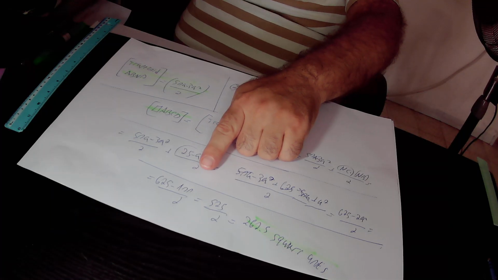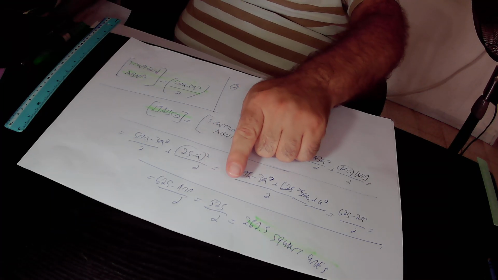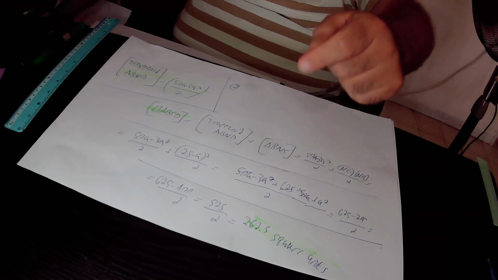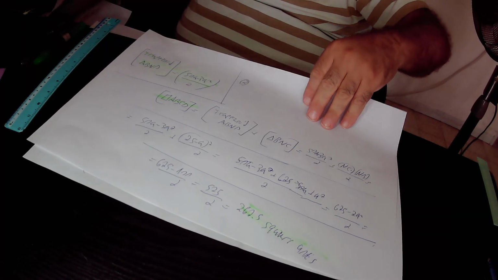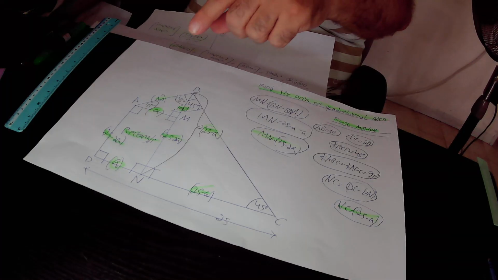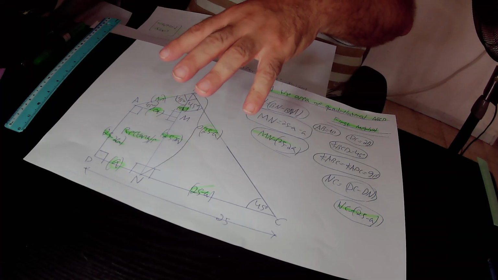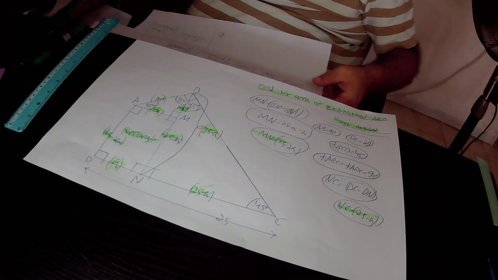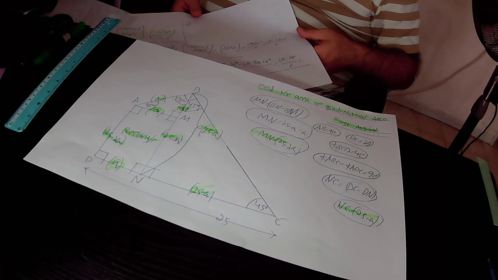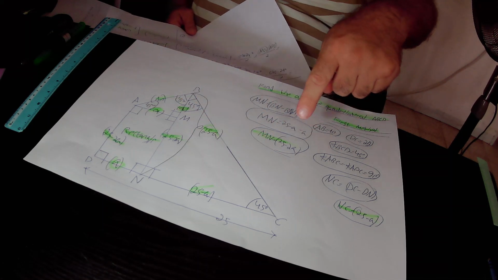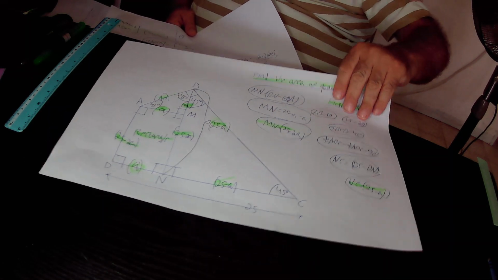625 minus 100 is 525 over 2. 525 over 2 is 262.5 square units in size. So you found out that the area of this quadrilateral ABCD in total is equal to 262.5 square units in size. We finished the first method, and the next step I presented you how to find out the area of this quadrilateral ABCD according to the second method.